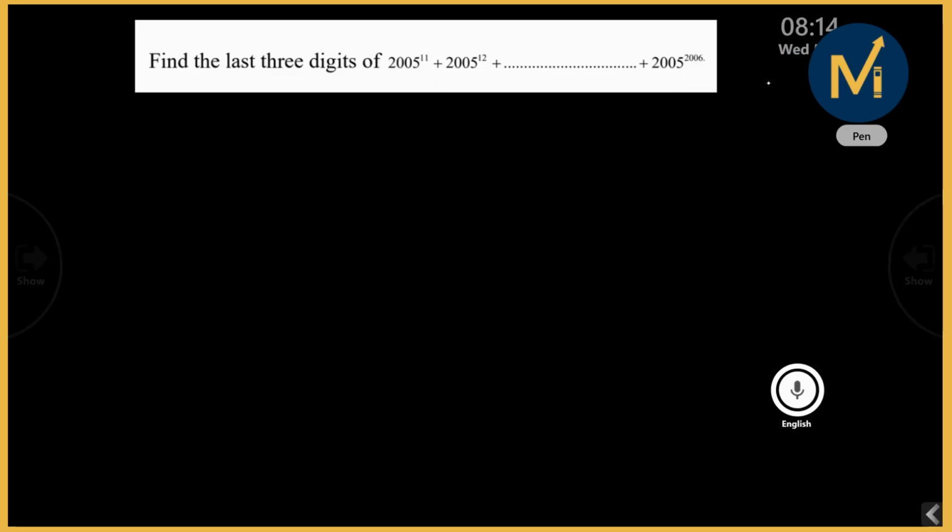So hello everyone. There is a problem on your board which says: find the last three digits of 2005 raised to 11 plus 2005 raised to 12 plus 2005 raised to 2006. So it's all about finding the last 2 digits, 3 digits, 4 digits and so on. There is a common concept.